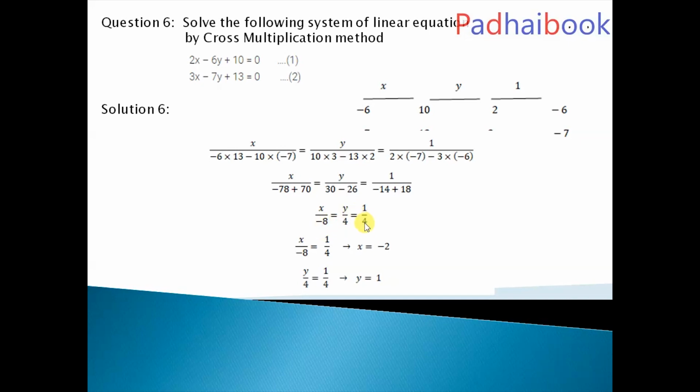Solving first and the third, I get x is equal to minus 2. Solving second and the third, I get y is equal to 1. So the solution is x is equal to minus 2 and y is equal to 1.